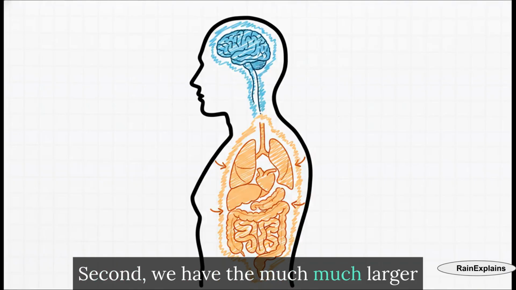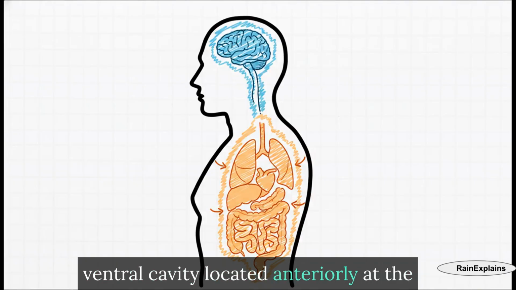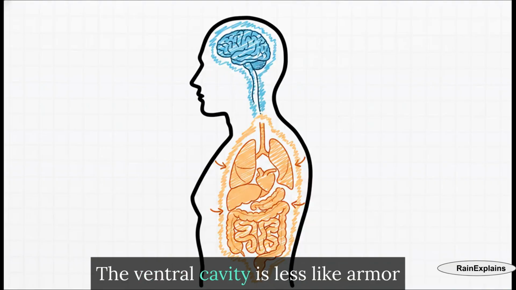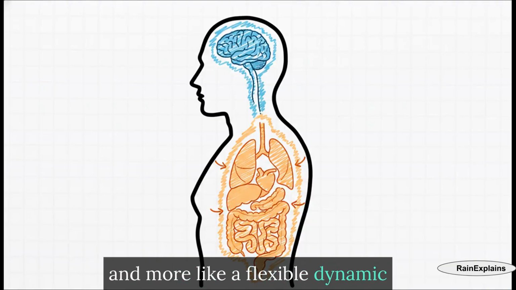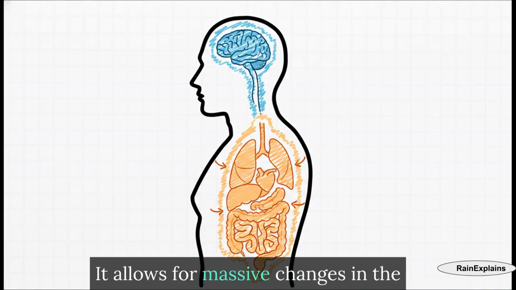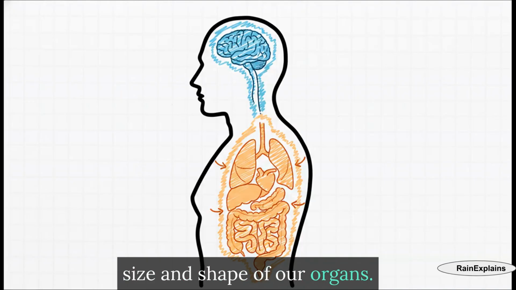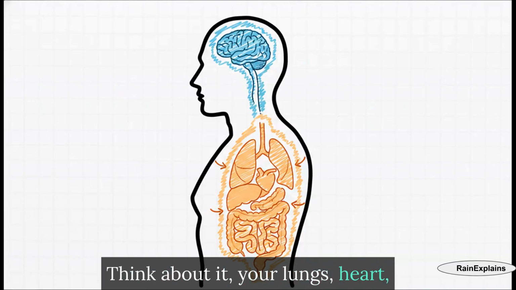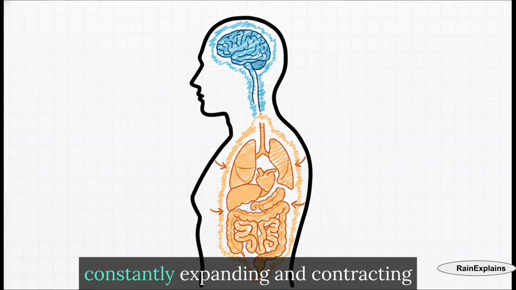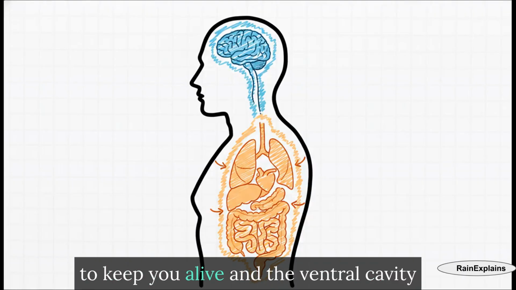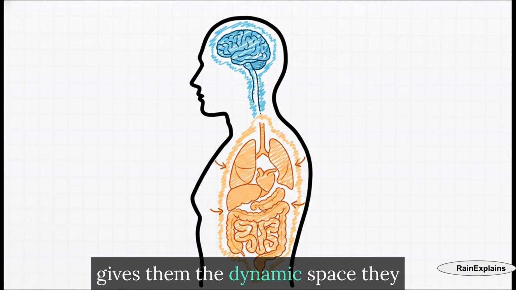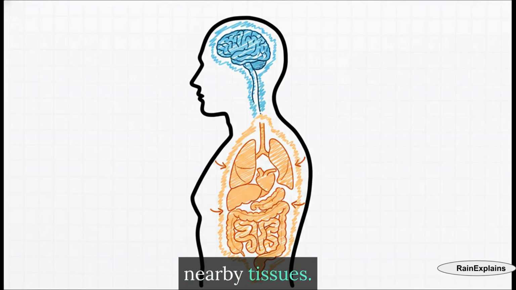Second, we have the much larger ventral cavity, located anteriorly at the front. The ventral cavity is less like armor and more like a flexible, dynamic workshop. It allows for massive changes in the size and shape of our organs. Think about it. Your lungs, heart, stomach, intestines, they are constantly expanding and contracting to keep you alive, and the ventral cavity gives them the dynamic space they need to do that without crushing nearby tissues.